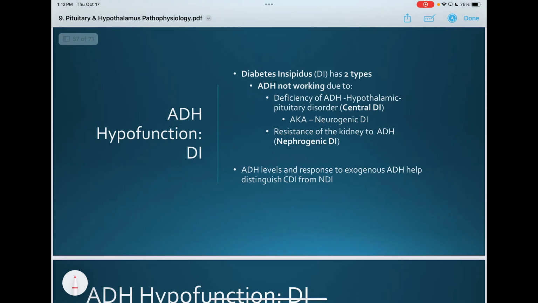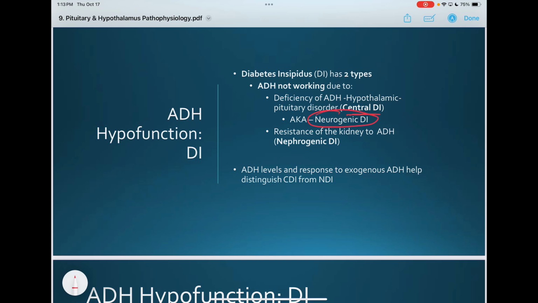So DI has two types. ADH cannot be working for two reasons. One is central. We just don't make the ADH anymore. Posterior pituitary doesn't make it or hold on to it. The hypothalamus makes it, but we don't release it anymore from the pituitary gland. That is central DI. We're not giving anything. Also known as neurogenic DI.